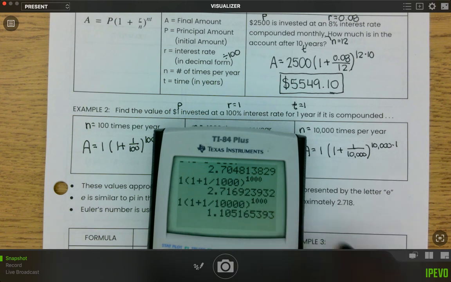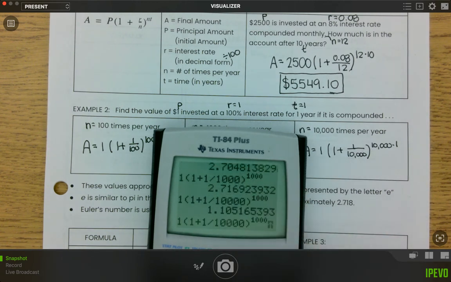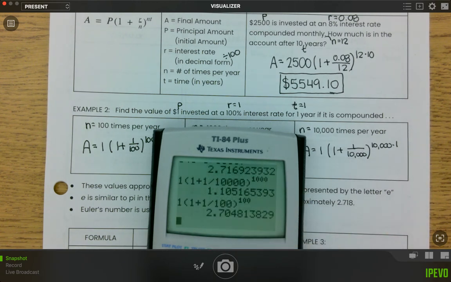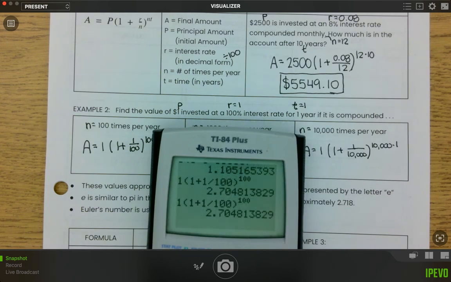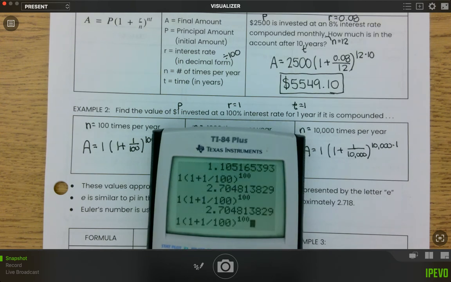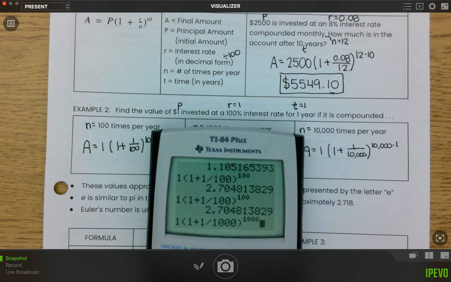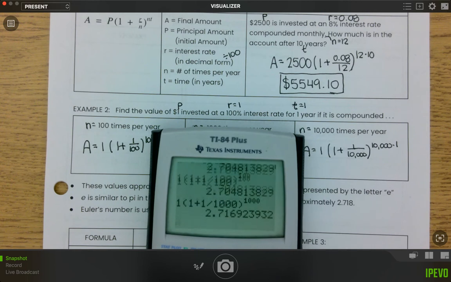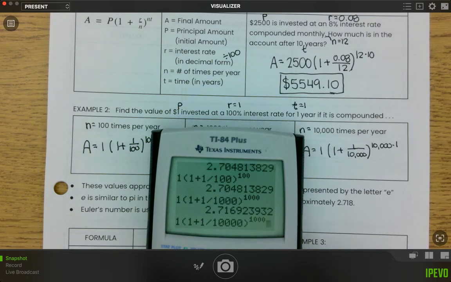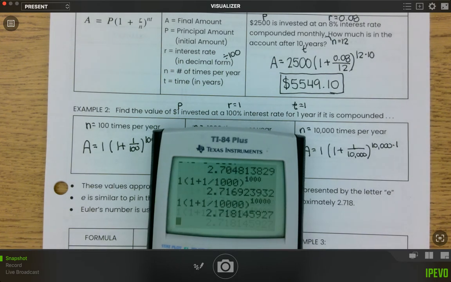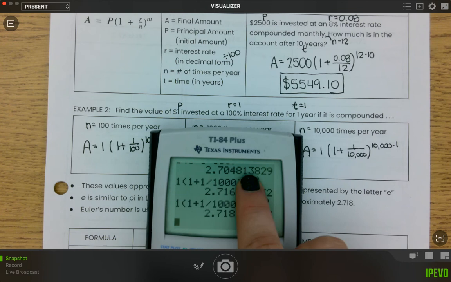Oops. Hang on, I want these to be in order. But I made a mistake. There we go. So this is the 100, this is the 1,000, and this is the 10,000.